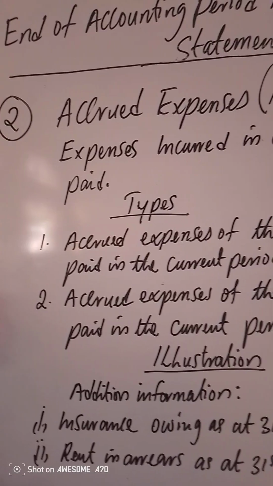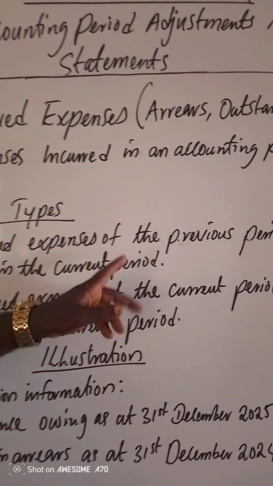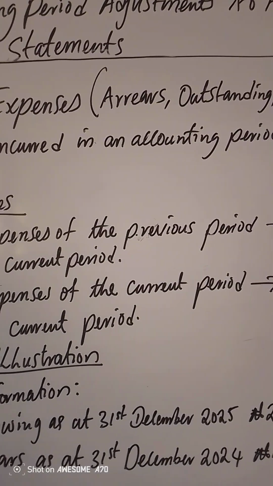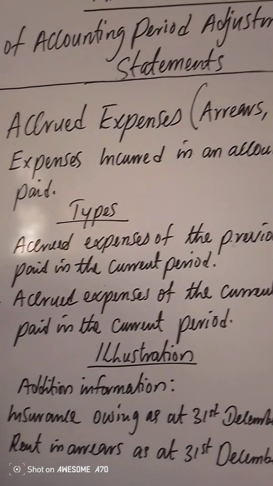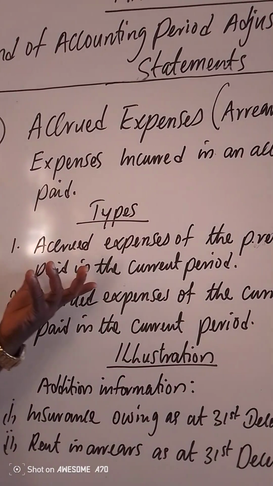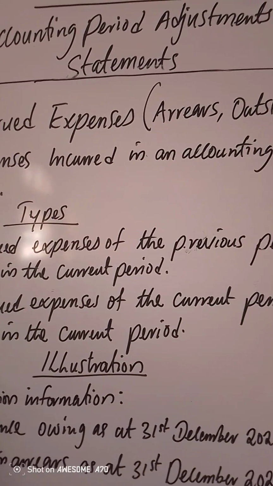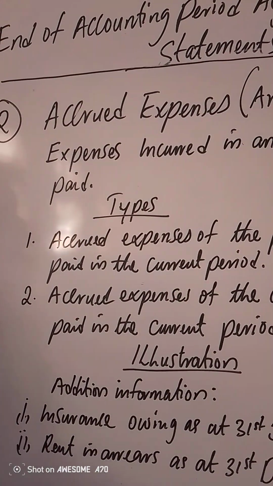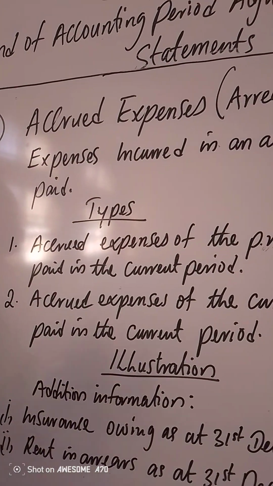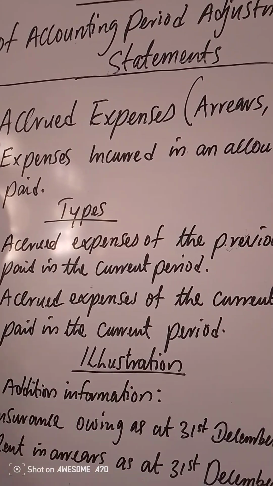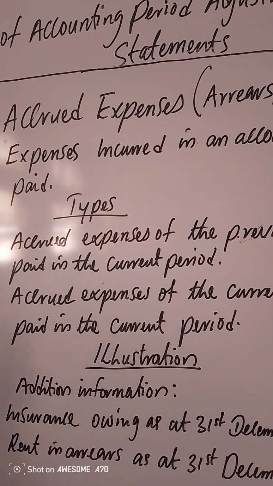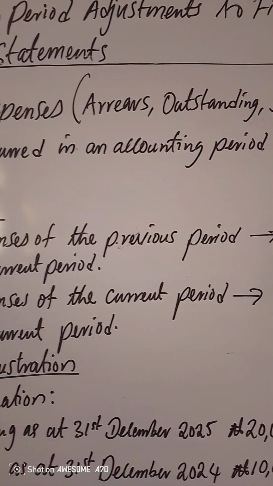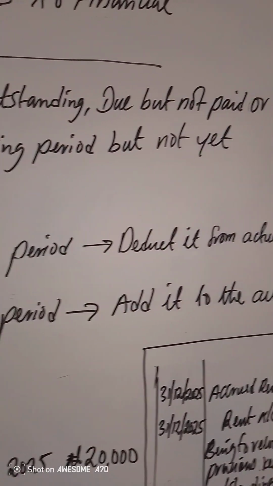Number one, we have accrued expenses of the previous period. These are accrued expenses that were already owed in the previous accounting period, brought forward into the current year. In this type of accrual, you are not expected to add it up, though all learners know that accrued expenses are added. If you add it up, it is not correct. So if the question, in the additional information, states clearly that the accrued expenses or expenses in arrears are in respect of the previous year, you are not expected to add it. Get me right and clear.